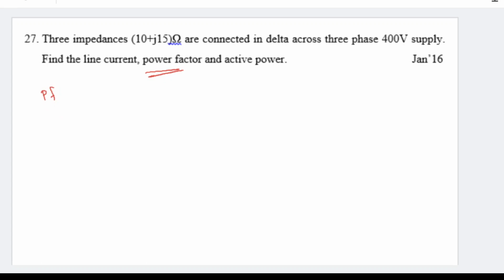What is power factor? Power factor is equal to cos phi. You know the power triangle, isn't it? This is the Z, this is R and this is X. So you know what is cos phi? That is adjacent side by hypotenuse. This is angle phi. Adjacent side is R by Z. So cos phi we can write as R by Z.